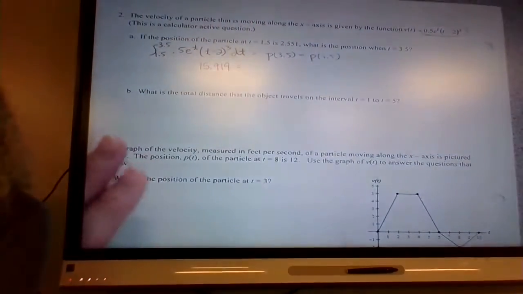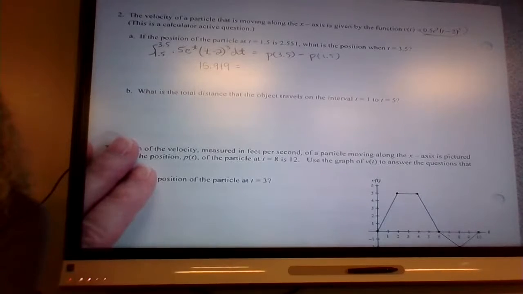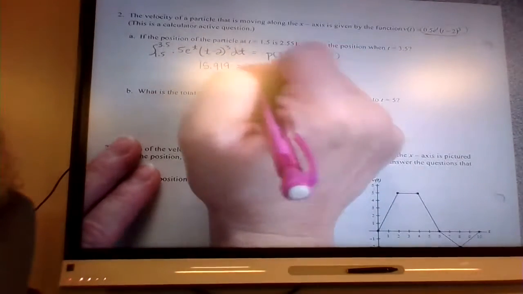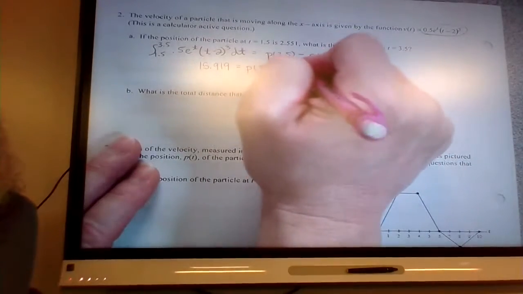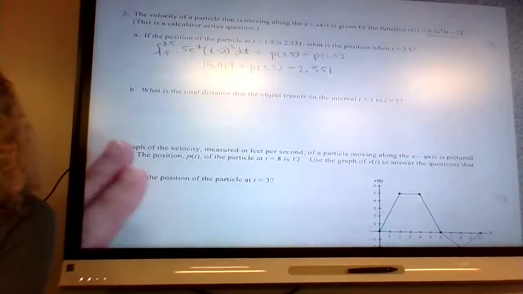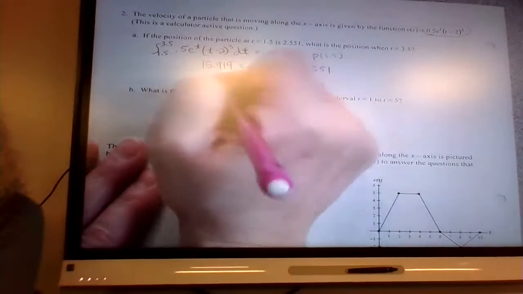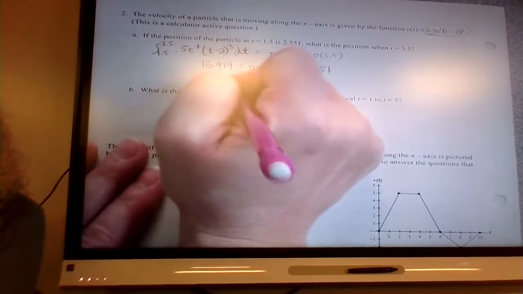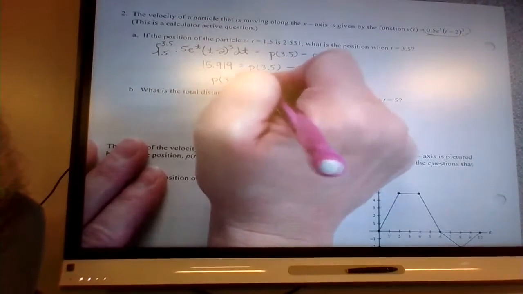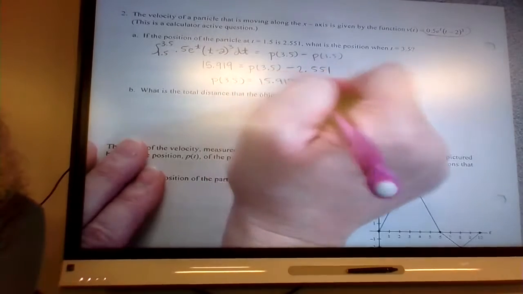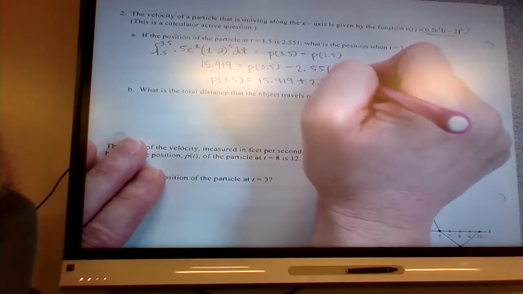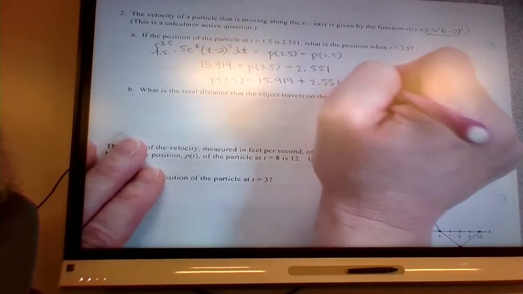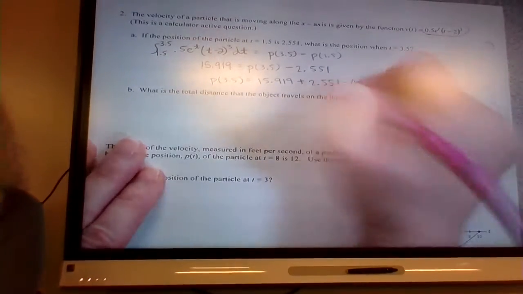Equals, and then which one do I have? P of 1.5. Okay, so I don't know P of 3.5, but I know P of 1.5 is 2.551. So that just means that P of 3.5 is equal to 15.919 plus 2.551, which is 18.470 right there.